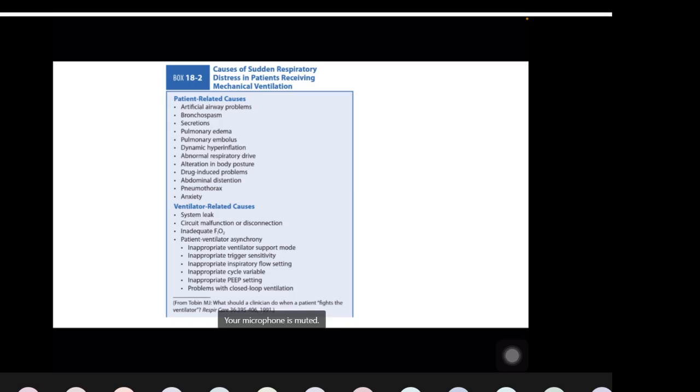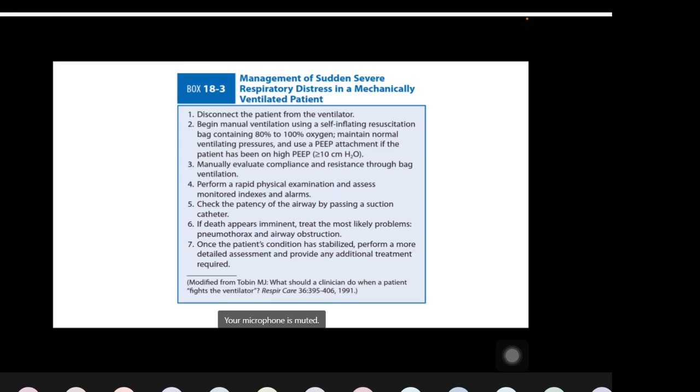Or it can be due to ventilator-related conditions. It may be due to ventilator asynchrony. It can be due to circuit malformations or disconnection, maybe an O2 supply that has gone down. All these conditions may lead to sudden deterioration. So how will you treat the patient?